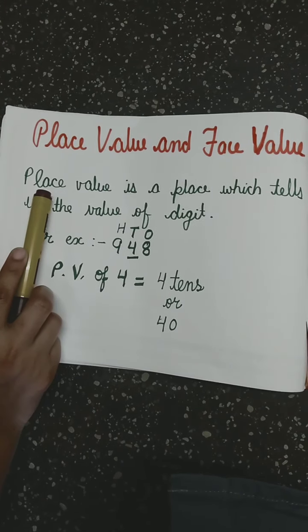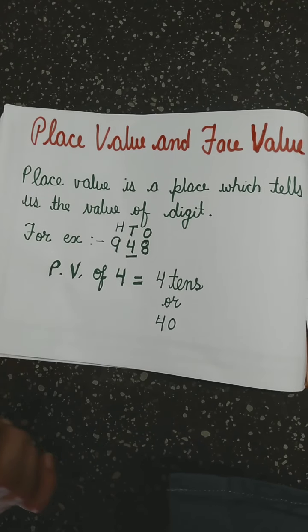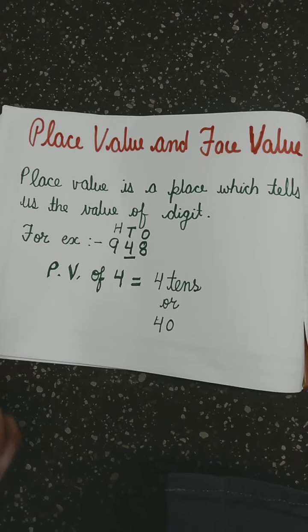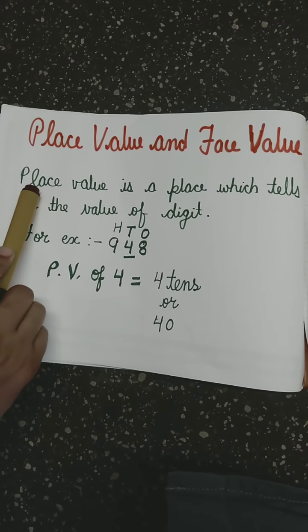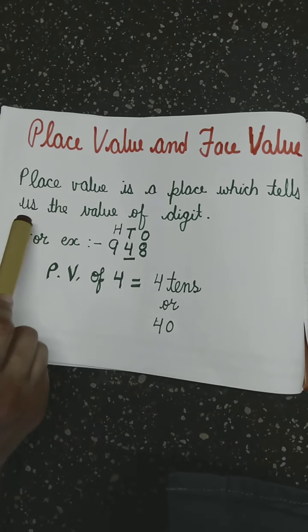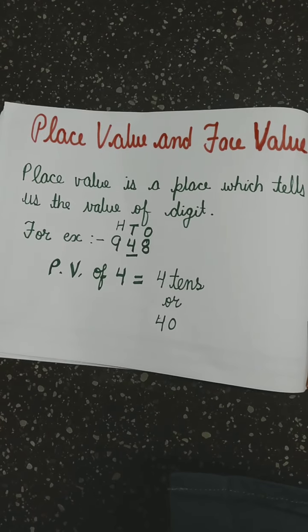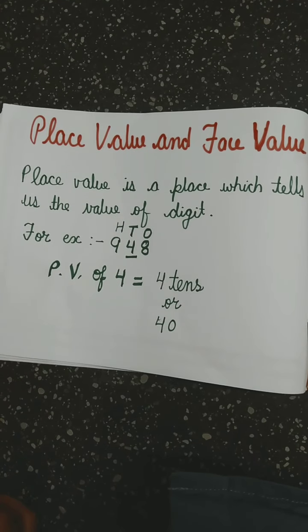In place value, we will learn how to find out the value of any number. So here is the definition of place value. Place value is a place which tells us the value of that digit. For this we have taken one example.